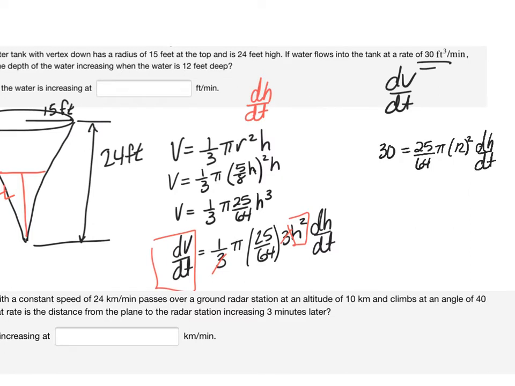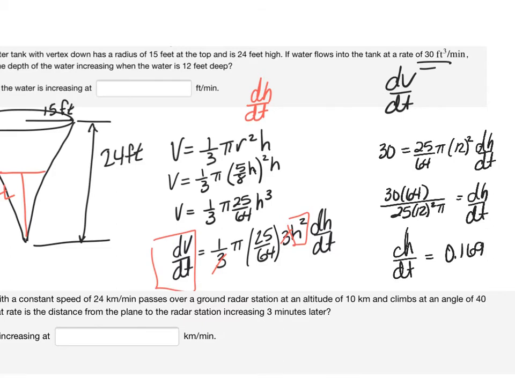Now solving for dh/dt, it's going to be 30 multiplied by 64 divided by 25 times 12 squared multiplied by pi as well. It's going to give me my dh/dt. I'm going to get my calculator out, and my answer, dh/dt, is equal to 0.1698. And my units are feet per minute.